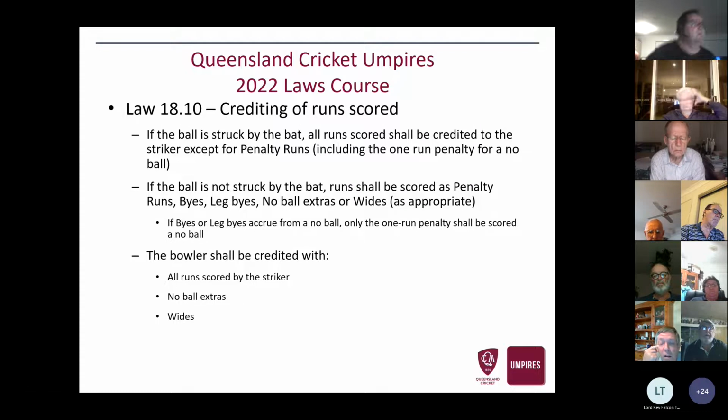Law 18.10 just talks to where runs are credited to. So if the ball is struck by the bat, all runs scored will be credited to the striker, except for any penalty runs, including obviously the 1-run penalty for a no ball. If the ball is not struck by the bat, runs are scored as either penalty runs, byes, leg byes, no ball extras, or wides where appropriate.